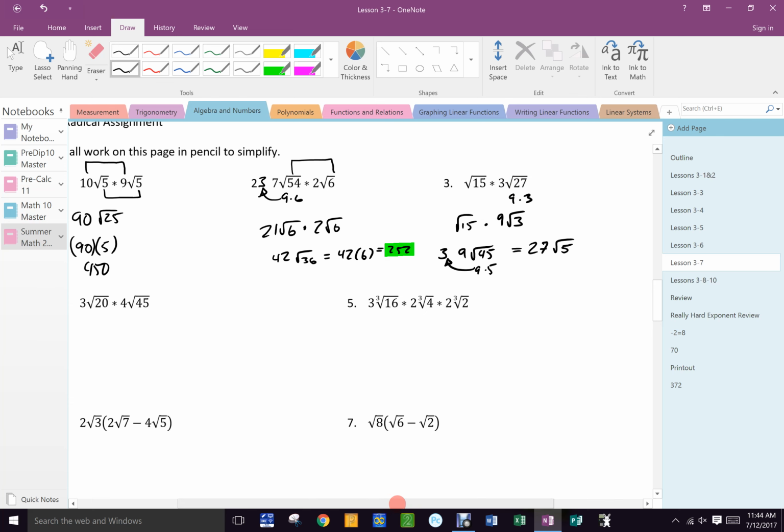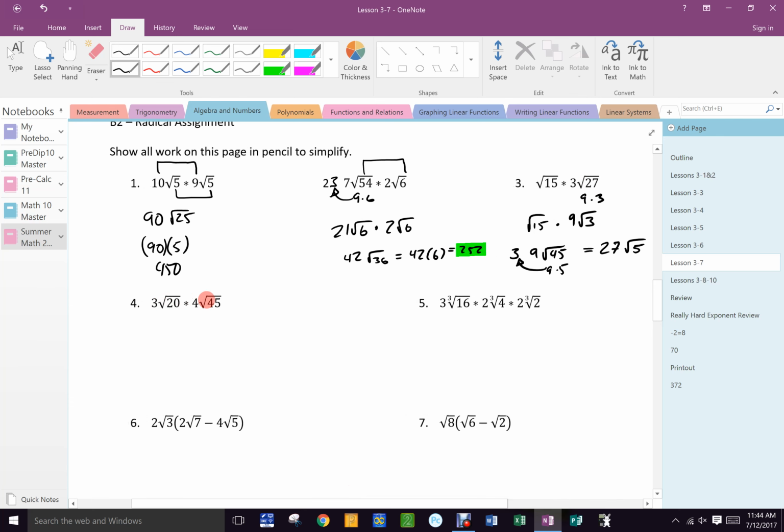This one. That's going to be 12 root 900. Mr. Myers, you said always simplify. Again, you have to know your audience. This question, 20 times 45, gets me a perfect square. So I can go ahead and do it. I don't need to simplify first. Because the square root of 900 is what? 30. So it's 12 times 30, which is 360. Does everybody see what I'm saying?